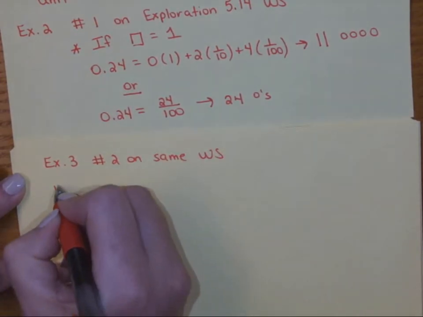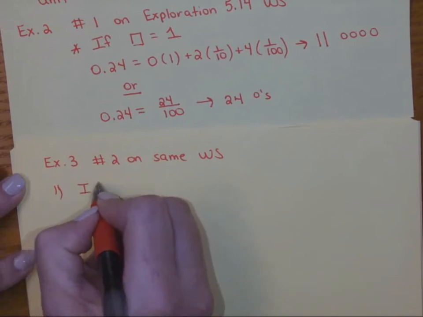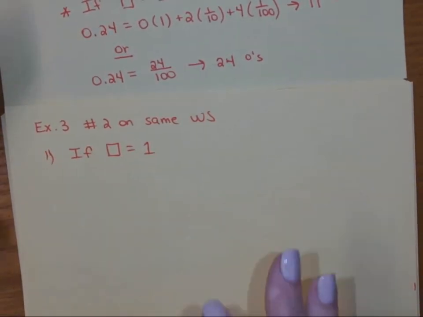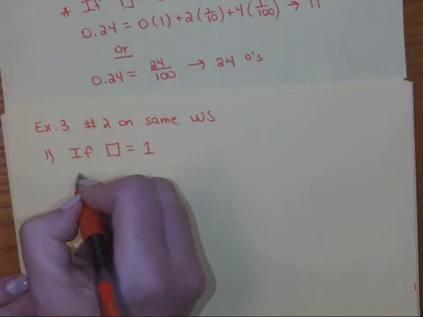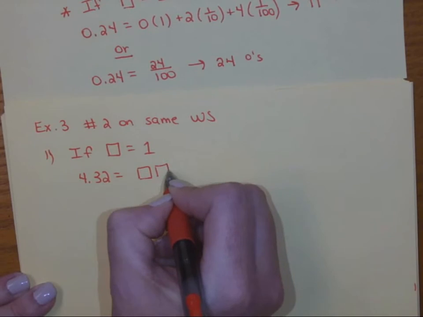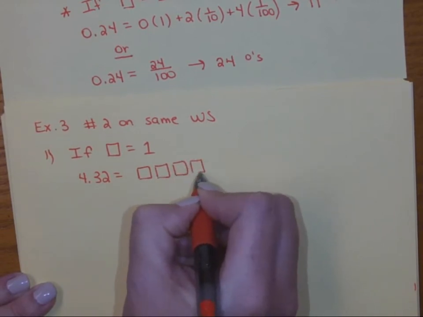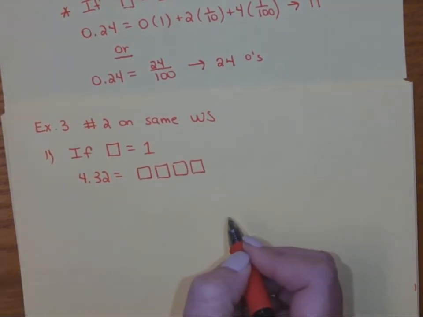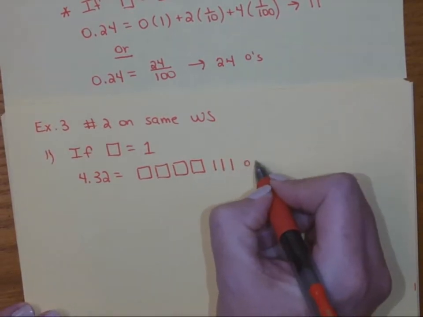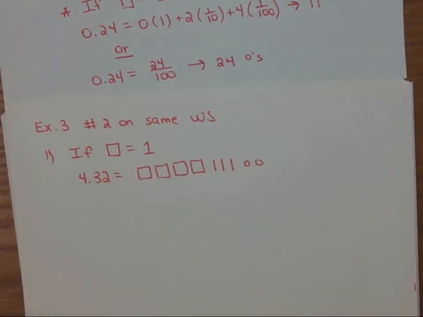So here's number 1. If I make the flat equal to the whole, okay, then 4.32 would mean I would have 4 wholes, so 4 flats. I would have 3 tenths, right? Remember, longs would be tenths in this case. And I would have 2 units. Okay, so that's one way.